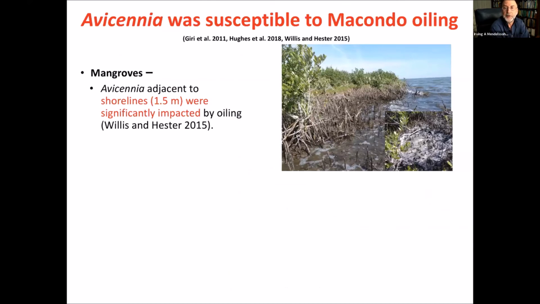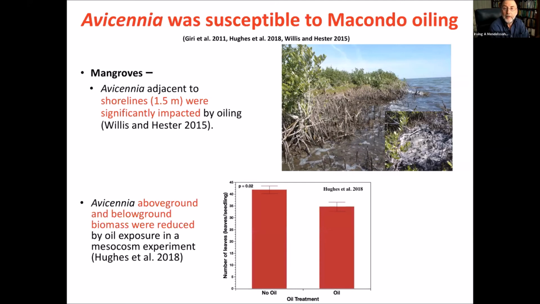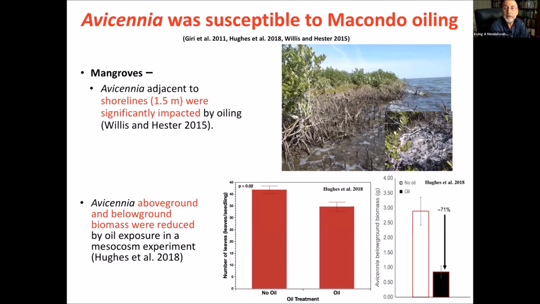Avicennia, adjacent to shorelines, were significantly impacted by oiling, as found by Willis and Hester. When exposed to oiling in mesocosm experiments, Avicennia showed a reduction in the number of leaves above ground. These were for seedlings, and this was work done by Hughes et al. And also below ground biomass was significantly reduced by oiling. So we know that certainly Avicennia can be affected by oil spills.